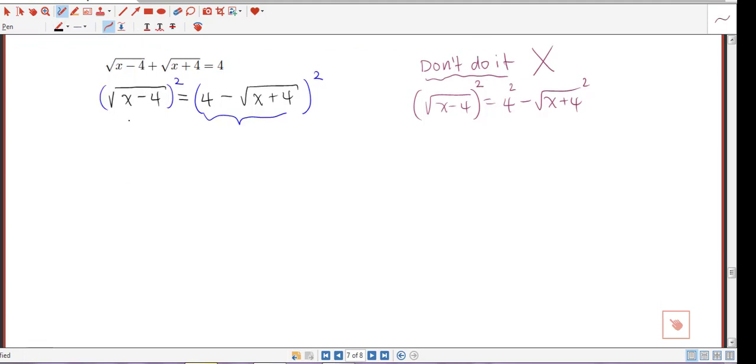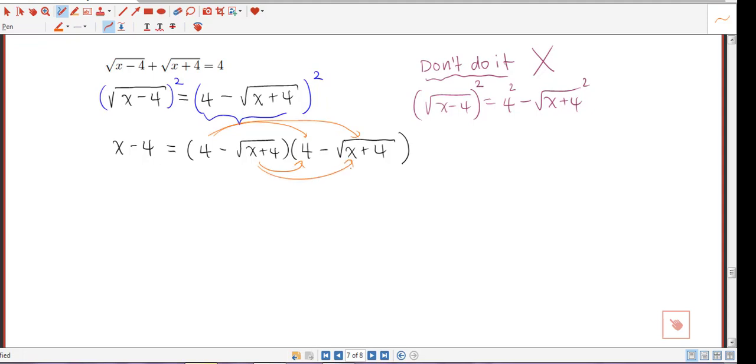Now, the square root of x minus 4 squared is going to give us x minus 4. On the right-hand side, this means 4 minus the square root of x plus 4, and you're going to have to multiply that twice. Exponents indicate repeated multiplication. So now we're going to have to FOIL the right-hand side of the equation. We're going to multiply that, multiply that, multiply that.